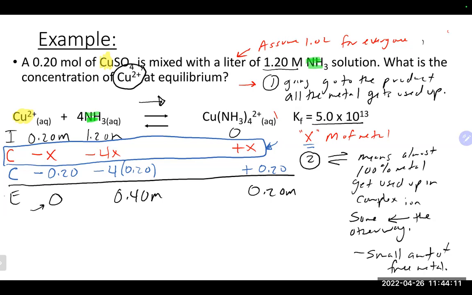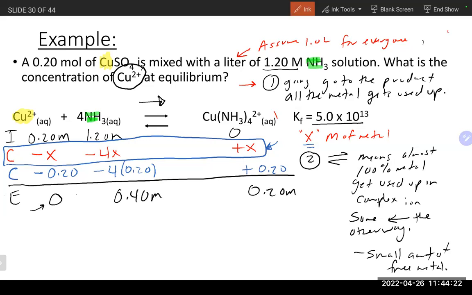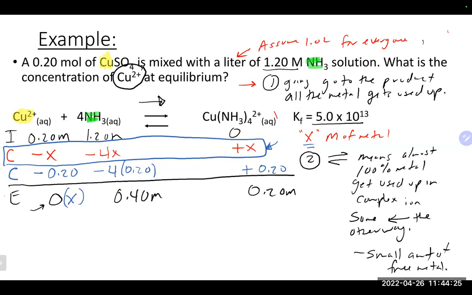So what we typically do is, even though we zero out our metal here in our first table, what we're going to do now is come back to our table, and we're going to call the copper here X, because that is what we're trying to find. And we could do that by using our Kf expression, which is the concentration of our complex ion divided by the concentration of copper 2, which is what we're interested in, divided by NH3. And again, we still need to take it to the 4th power there.